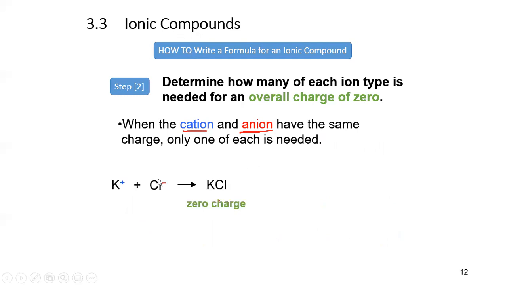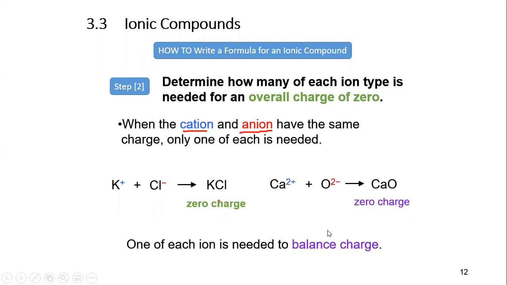So with that said, potassium is a +1, chloride is a -1, so we just need one of each. We get KCl. +1 minus 1 gives us 0. For calcium and oxygen, we have a +2 and a -2. They balance each other out. We get CaO. So we only need one of each ion so that the charge is balanced.